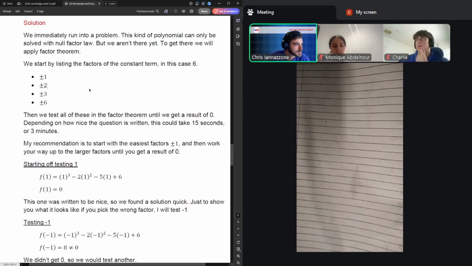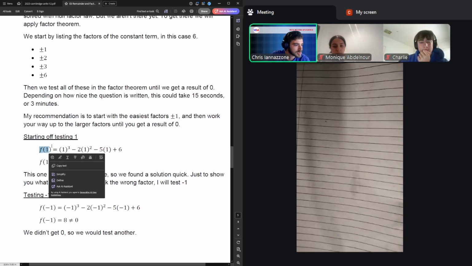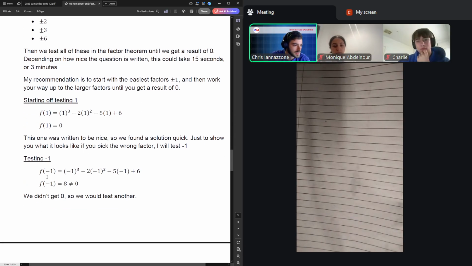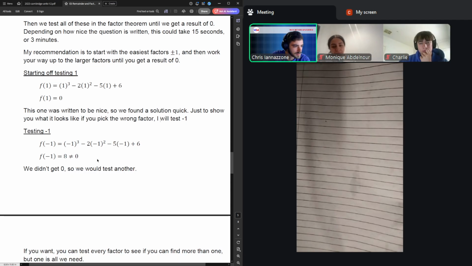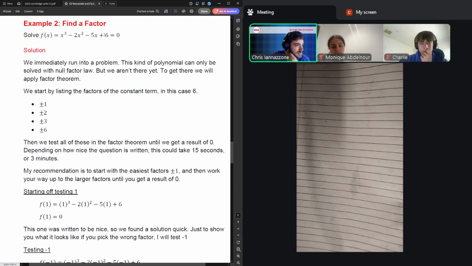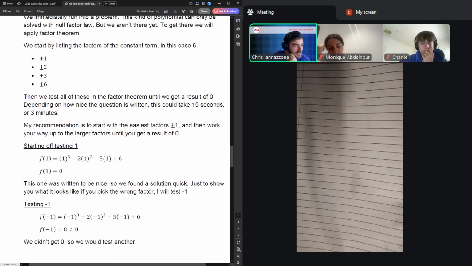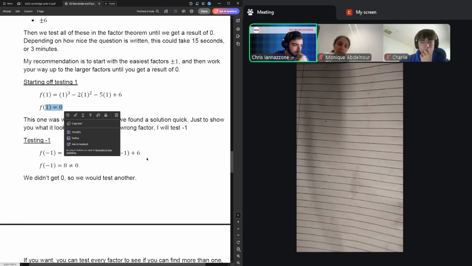In fact, I think I ripped this one straight from the book, and sure enough, the very first thing you would have tested, which would be the positive 1, comes out to be 0. If for whatever reason you chose the negative 1, you would have gotten 8. That is obviously not 0, so we did not get a factor. So step 1 of this is list all the factors of the last term, and then test them in order of easiest to hardest until you get a 0. That's step 1 in the procedure.